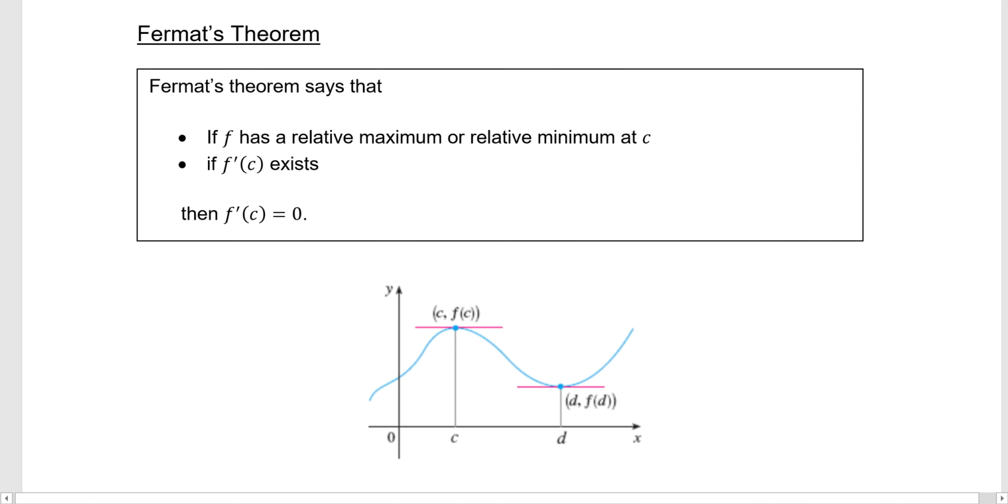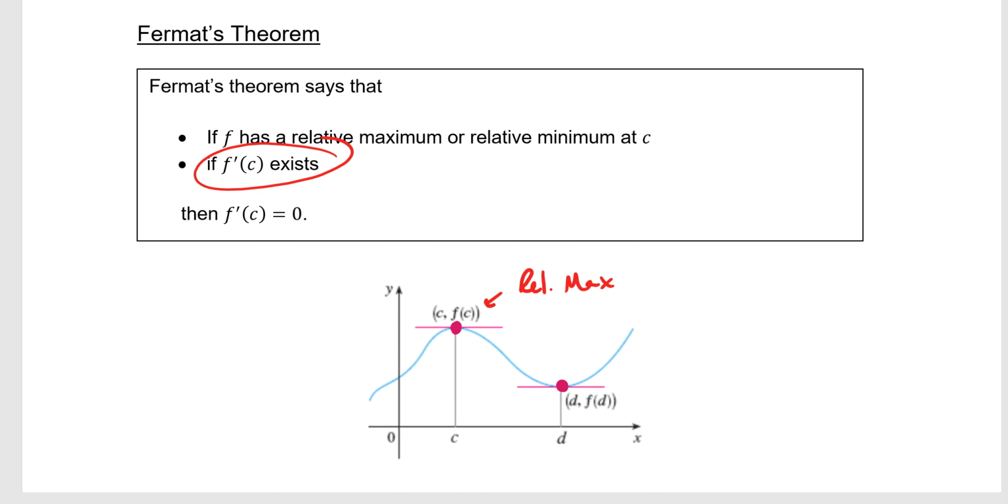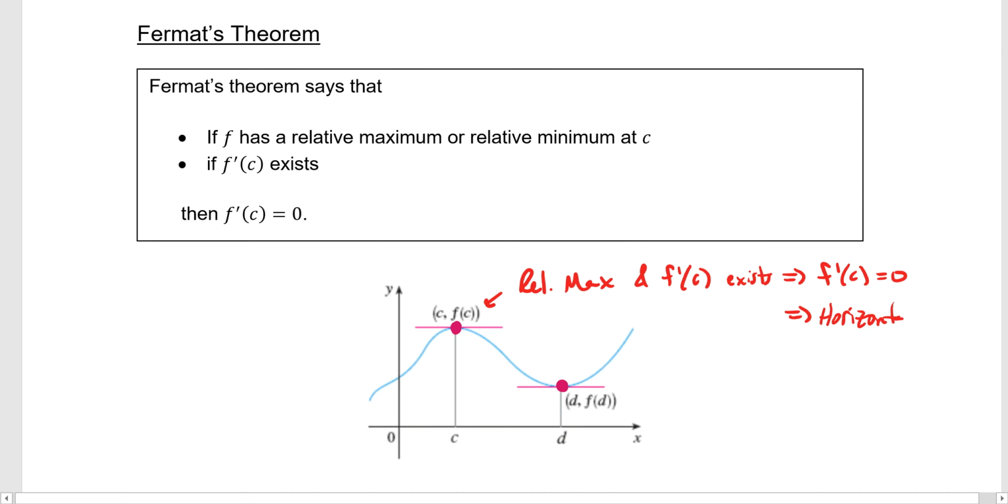So we can see that we have these 2 points. We have this point here, c, and the x value of d. We can tell that there is a relative maximum at c because it changes from increasing to decreasing. And we know just by looking at it that f prime of c exists because this is a smooth continuous function. So that means that f prime of c equals 0. So what does that mean? If we think back to tangent lines, that means the slope of the tangent line is 0. So it is a horizontal tangent line.